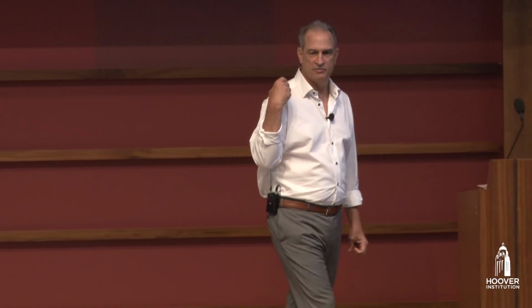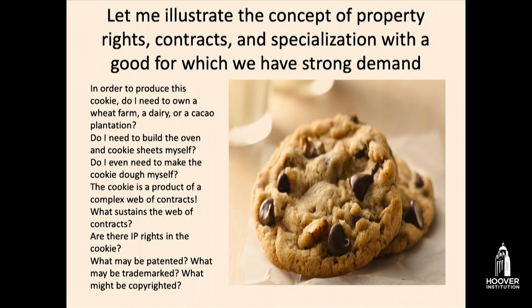So the cookie is an interesting example because in order to produce this cookie, do I need to own a wheat farm, a dairy farm, or a cacao plantation? And I hope the answer is no. I can buy all those things in the market. Do I need to build the oven and the cookie sheets myself? No, I can buy those in the market from specialists. Do I even need to make the cookie dough myself? No, I can get it in a tub at Safeway. I'm told it's pretty good even if you don't bake it. In other words, the cookie is the outcome of a complex web of contracts.